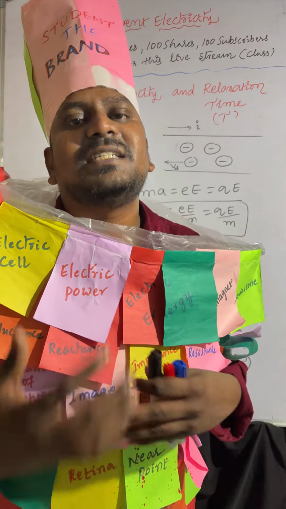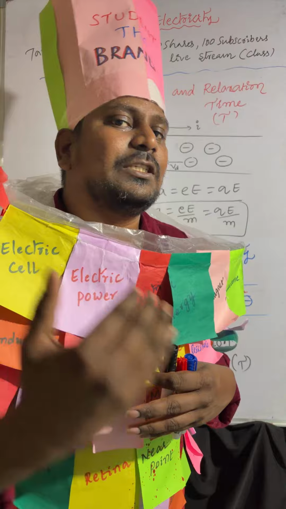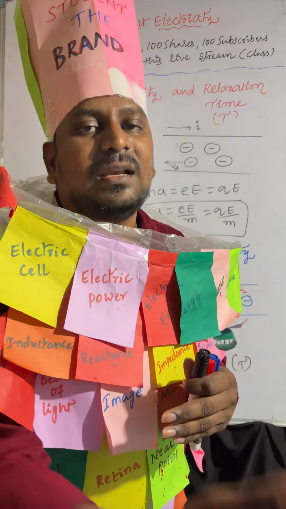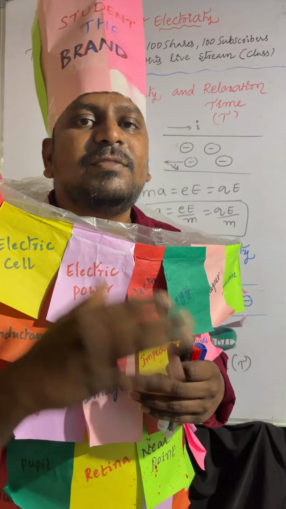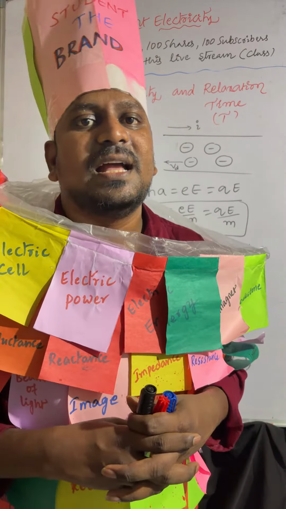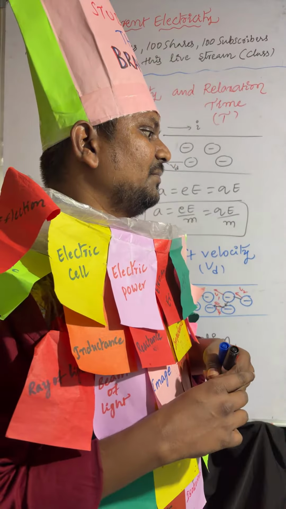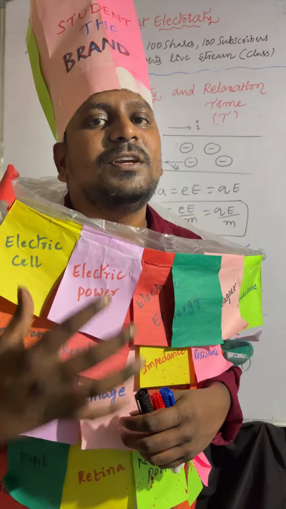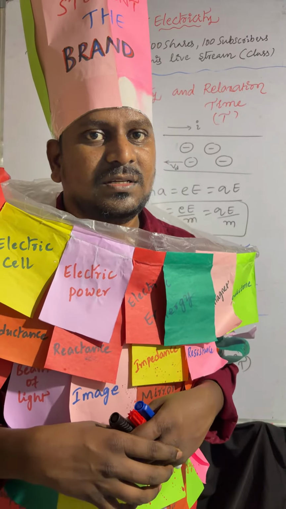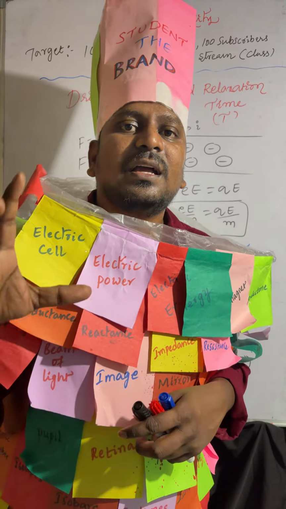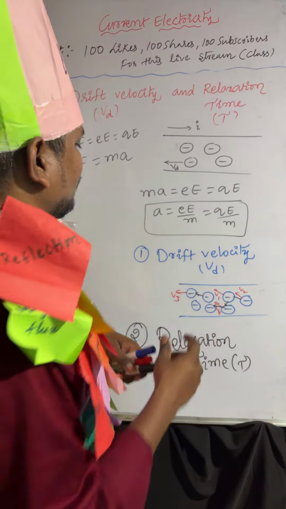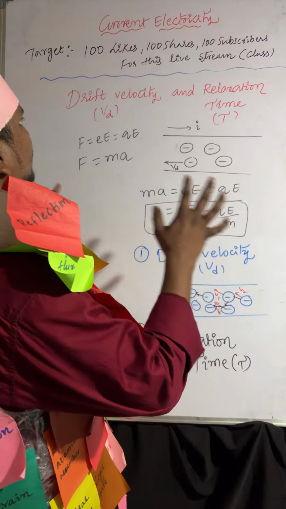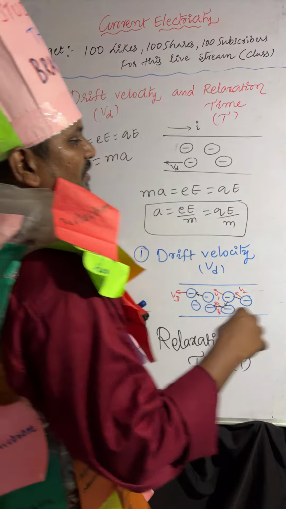That time gap, the average time between two successive collisions, one after another, is known as relaxation time. Relaxation time. Understood or not? The average time between two successive collisions is called relaxation time. So Vd is the drift velocity, and tau is the relaxation time. That is about drift velocity and relaxation time.